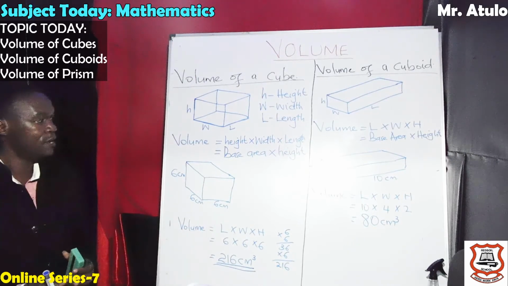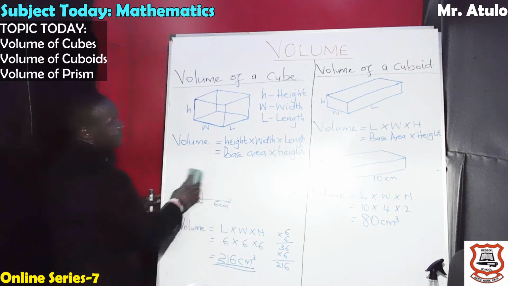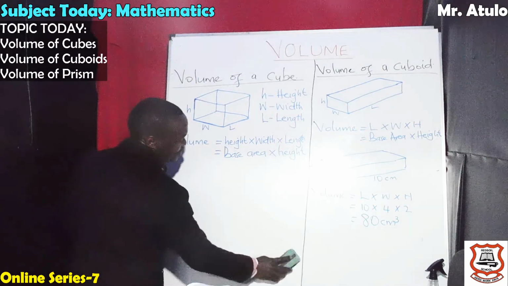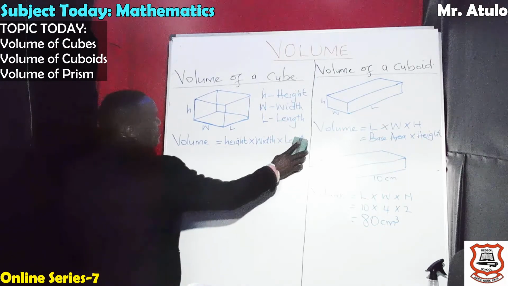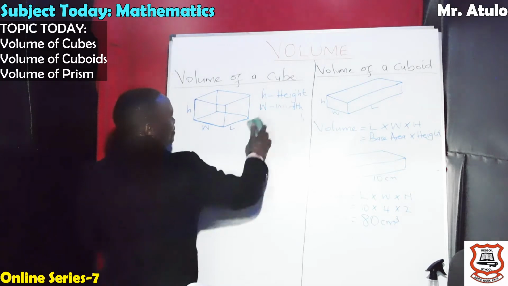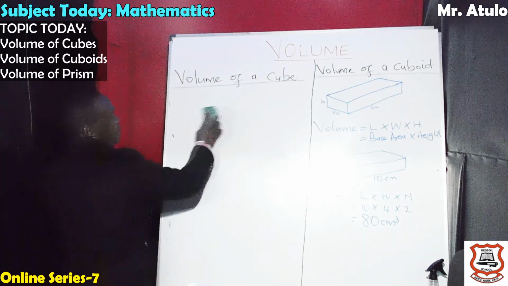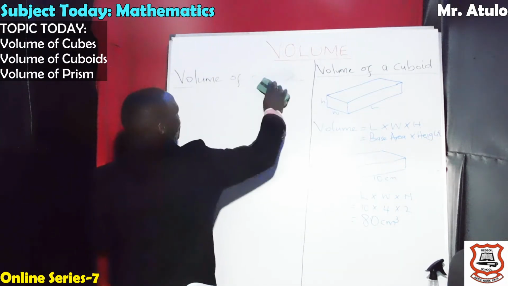Perhaps one may be scratching his or her head and asking, what if it's a figure that is not just a cuboid, but has other shapes? For example, it could also have a triangle on it. How will we talk about that? But before I talk about that, let's take this other shape and see how it works.